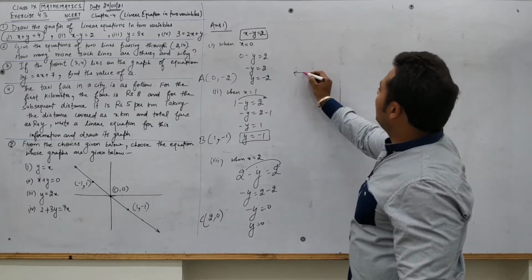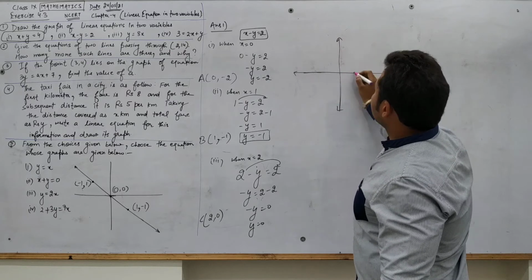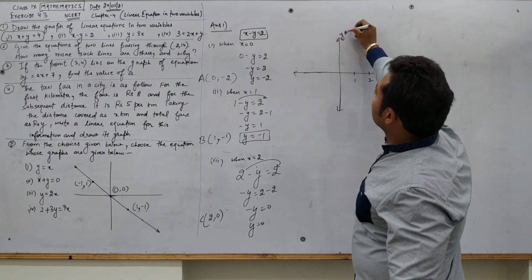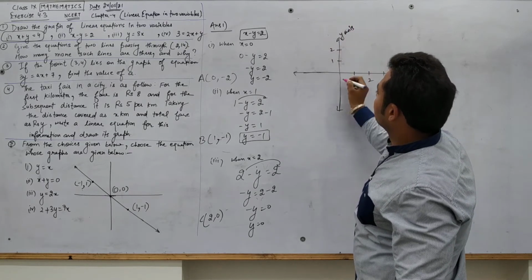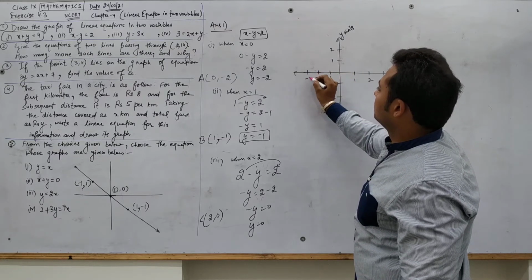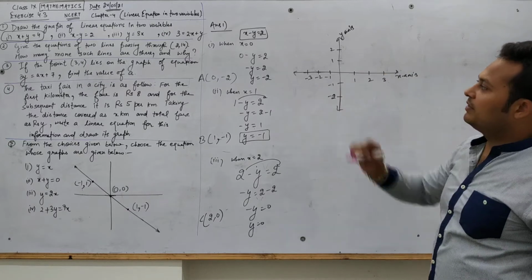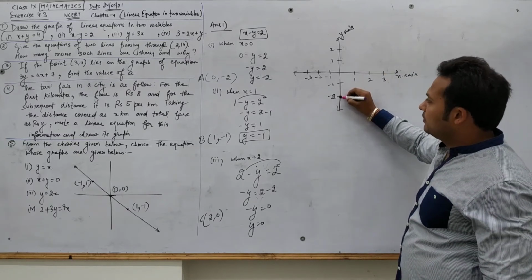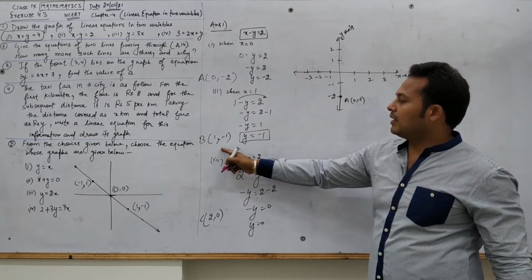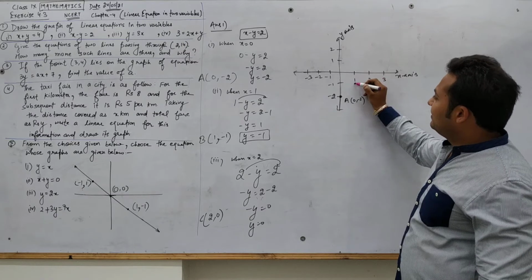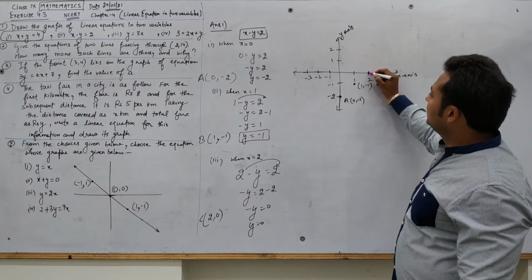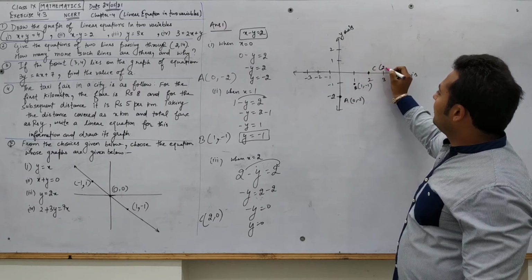Okay, now let us plot these points on the graph. Our first point is (0, -2). 0 comma minus 2 will lie here, A (0, -2). Second point is (1, -1). X is positive, y is negative. (1, -1). And the third point is (2, 0). C point is (2, 0).